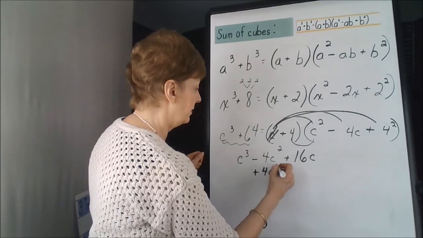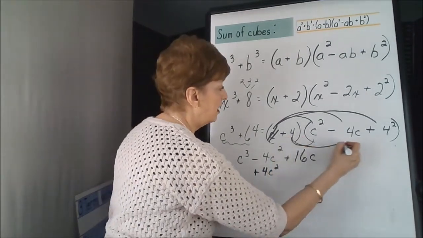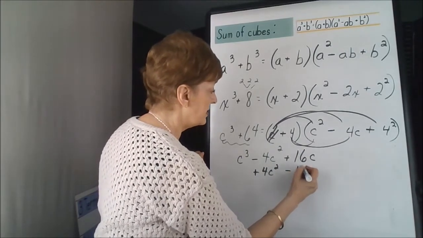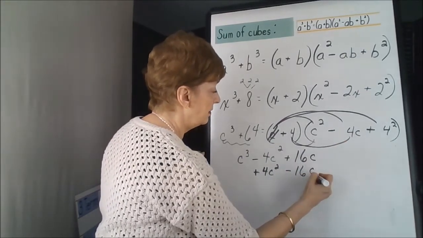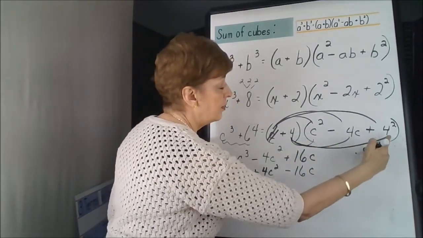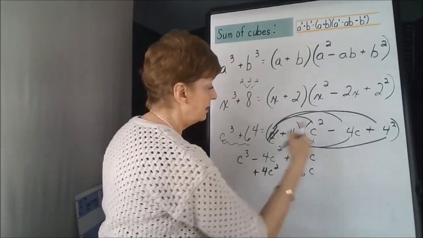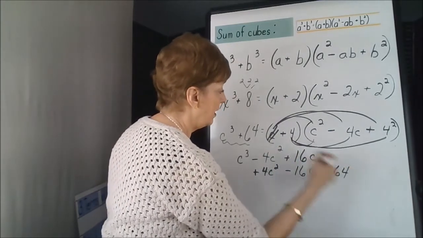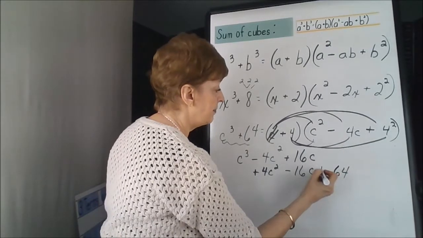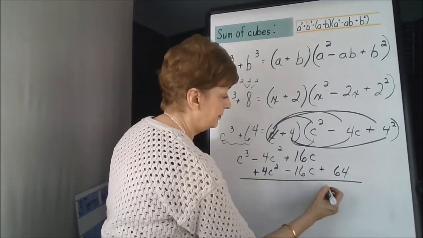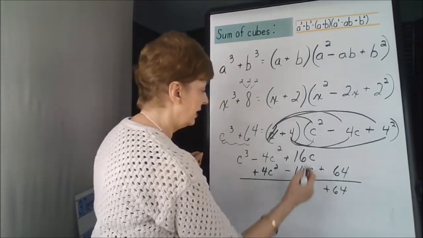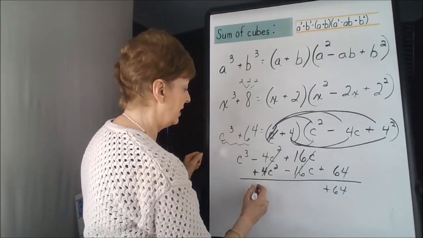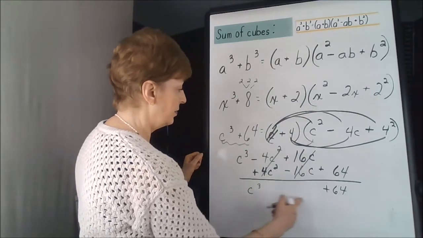4c squared. A positive times a negative is a negative. 4 times 4 is 16c. 4 times 4 is 16 times 4 is 64. A positive times positive is a positive. This one wipes out. This one wipes out. C cubed plus 64.